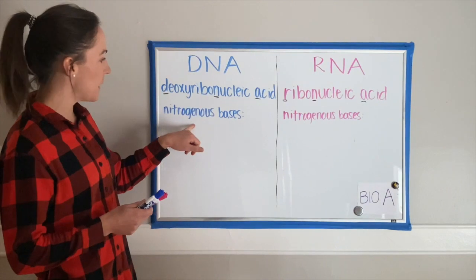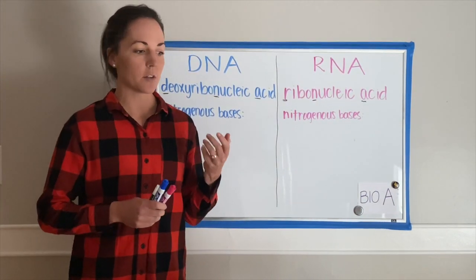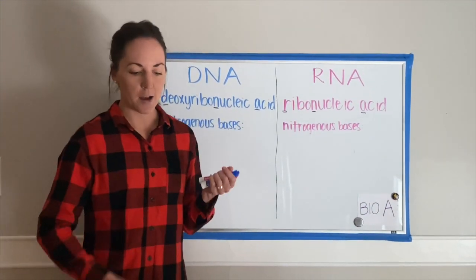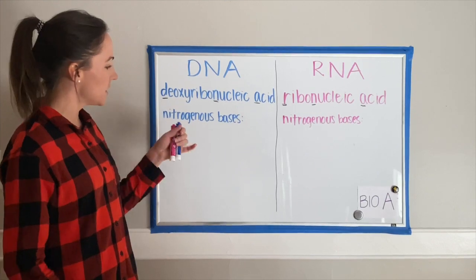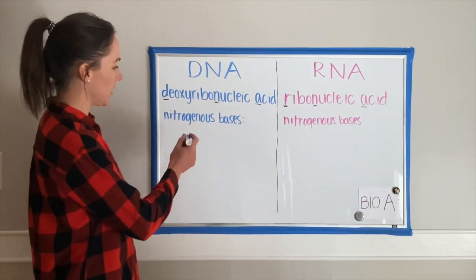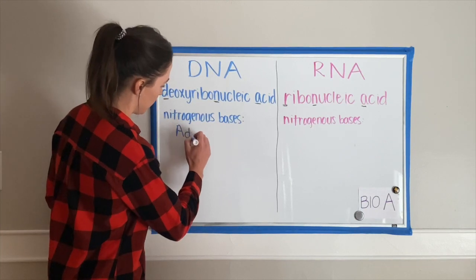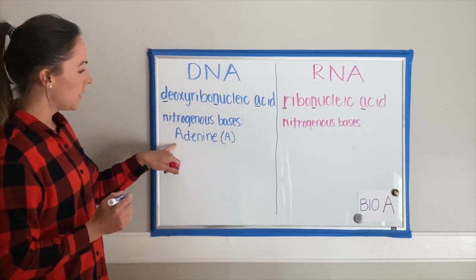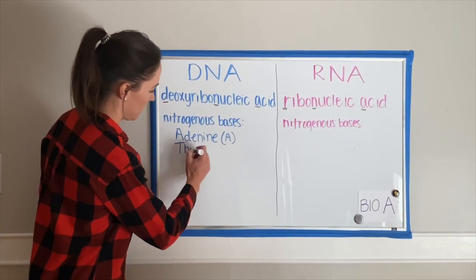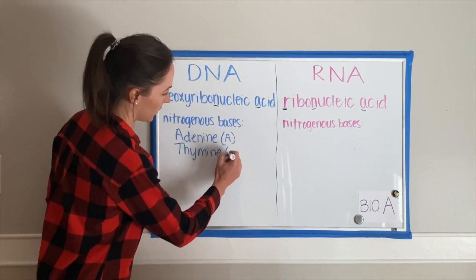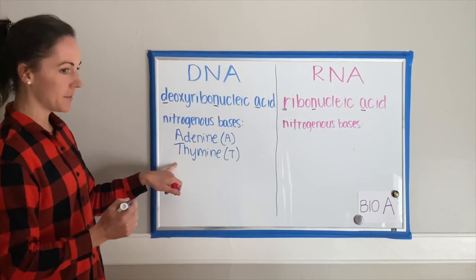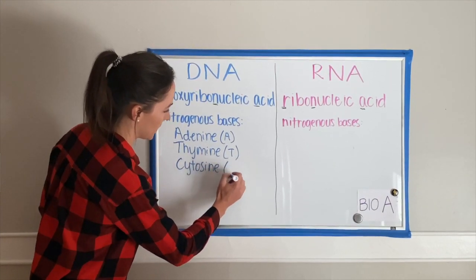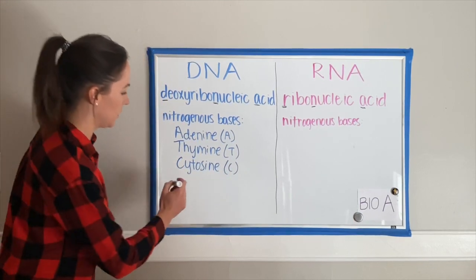The biggest difference between DNA and RNA comes into play with their nitrogenous bases. Remember, a nitrogenous base is the same thing as a nitrogen base, and those are the four bases involved in the structure. To refresh, the nitrogenous bases in DNA: we started with adenine, which we abbreviated with an A. We have thymine, which we abbreviated with a T. We have cytosine, which was our C, and guanine, which is our G.